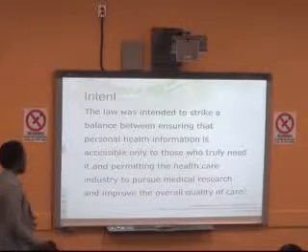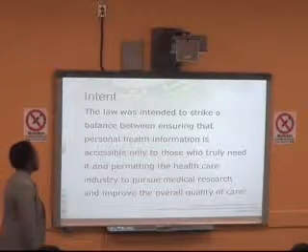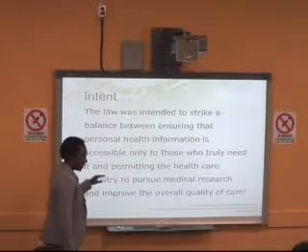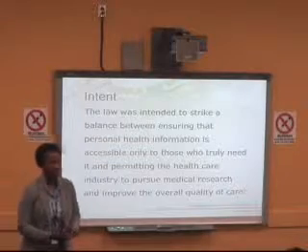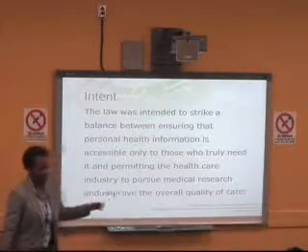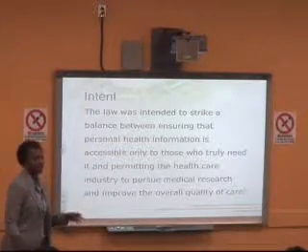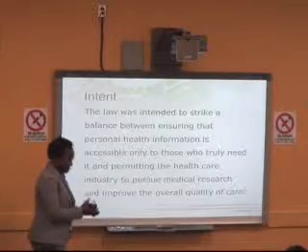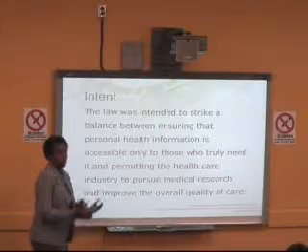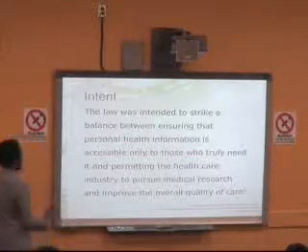Why was HIPAA created? What was the intent? It was to make sure that basically only people that needed to have access to your information had access to your information. So everybody within an organization should not have access to your information. HIPAA was created to cut that down so that only certain people would have access, to make it more private. So, to increase the privacy of your information.